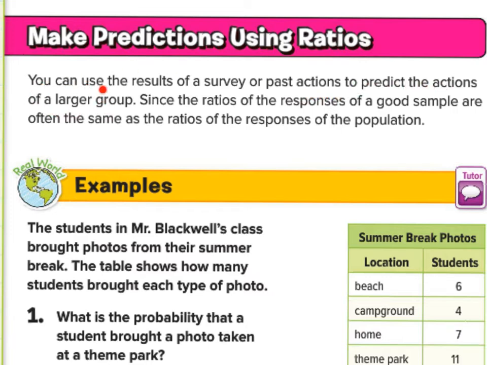So you can use the information you got from a sample group to determine what a larger group might like, since the ratios of the responses of a good sample are often the same as the ratios of the responses of the population. Now remember, you can't determine what 1,000 people might like based on what 5 people say, correct? But you might be able to get a better idea of what 1,000 people might like if you survey at least 100 people.